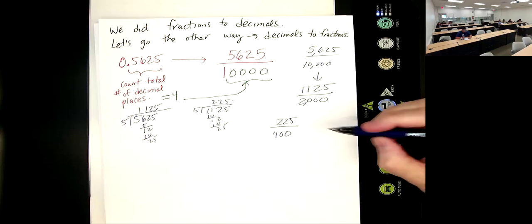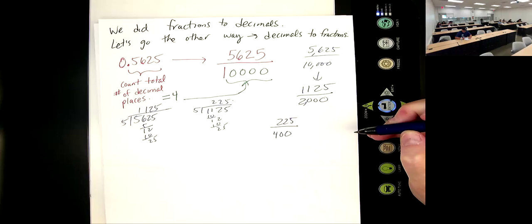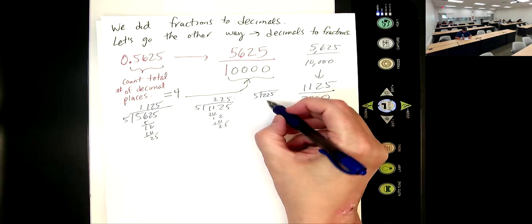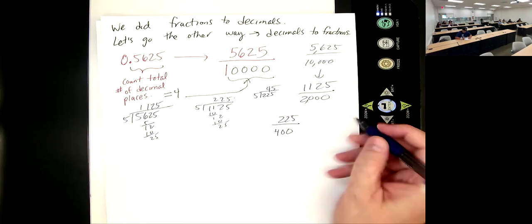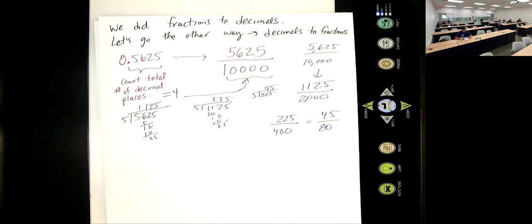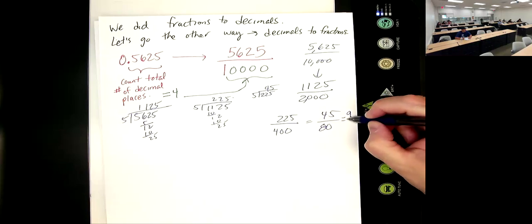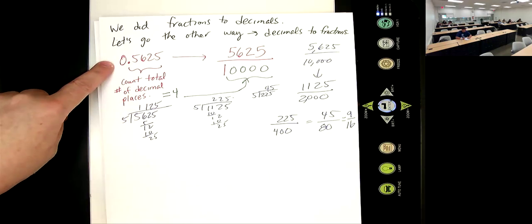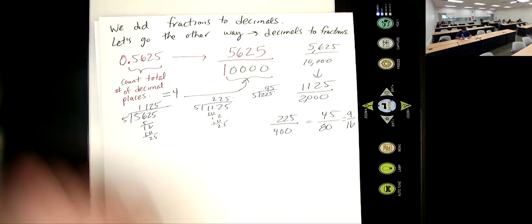We're getting closer. 5 into 225, you can do this on a calculator to speed it up, is 45. So 45 over 80, and this simplifies down to 9 over 16. You would never look at this and think 9 over 16, unless you have a good memory and you've seen something like this before.